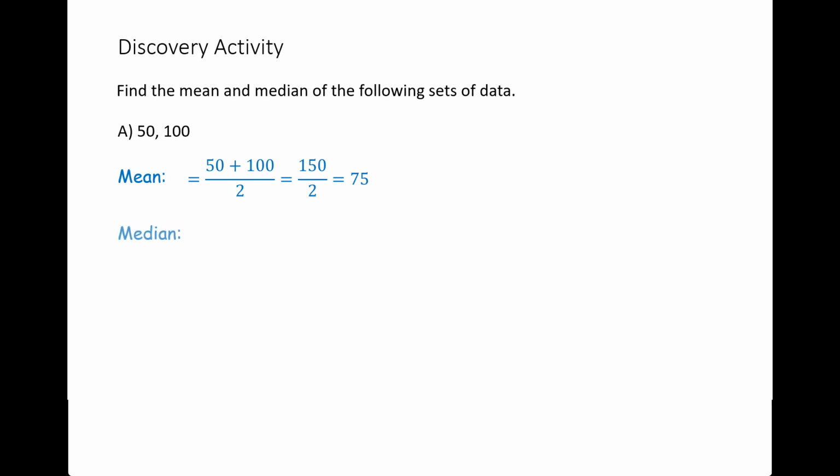Let's find the median. The median is the value that corresponds to the middle position of the data when it is in order. Since this data set only has 2 pieces of data, it's going to be the same thing as the mean. We'll have 50 plus 100 divided by 2. The sum of 50 plus 100 is 150. 150 divided by 2, the quotient is 75.